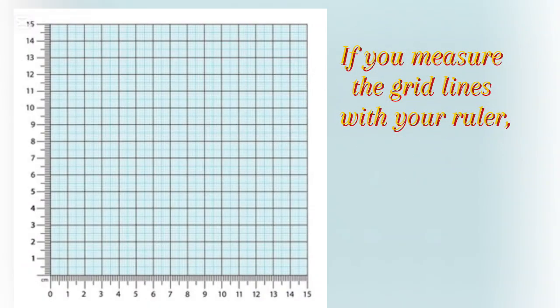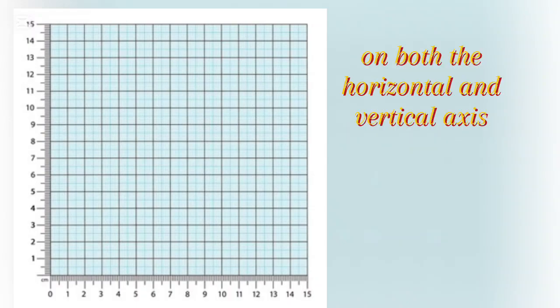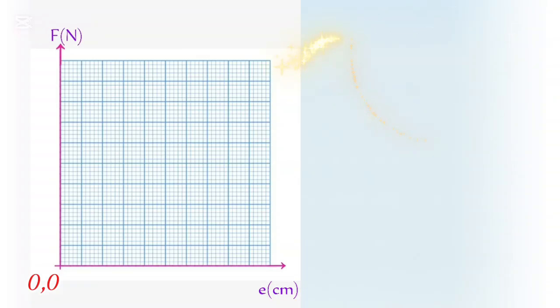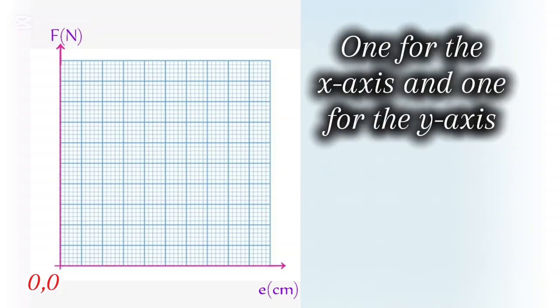If you measure the grid lines with your ruler, you will notice that one large box represents 1 centimeter on both the horizontal and vertical axis. Always begin a graph at 0. The bottom left corner has 2 zeros, one for the x-axis and one for the y-axis.